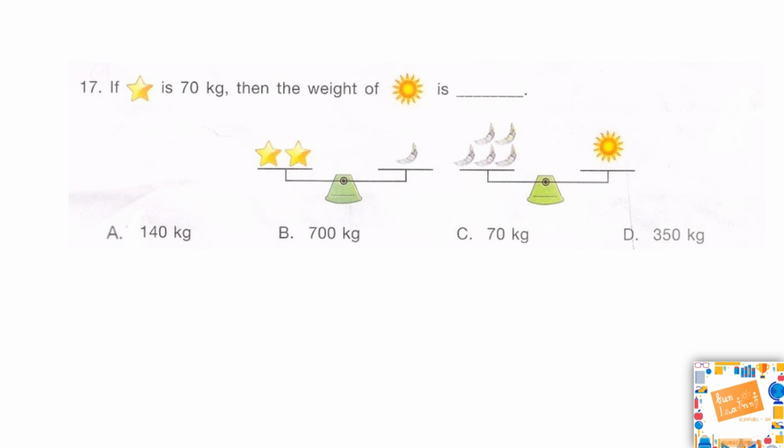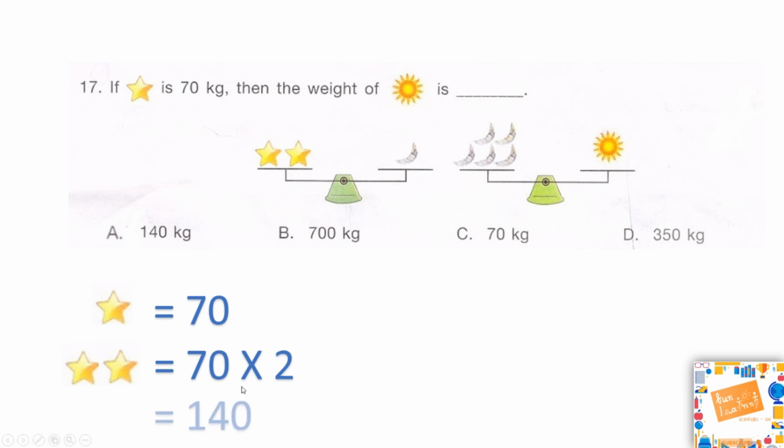Well, let's look at it together. Now the first balance shows that 2 stars is equal to 1 moon. So 1 star we know is equal to 70. So 1 star plus 1 star is equal to 70 times 2, and that is 140. And these 2 stars is nothing but equal to 1 moon. So that moon is 140.